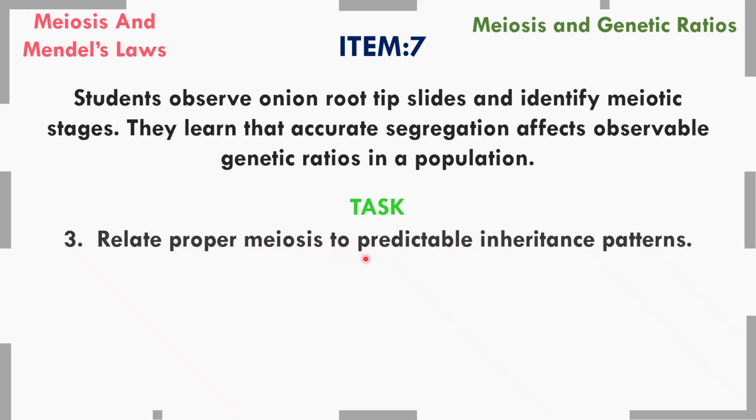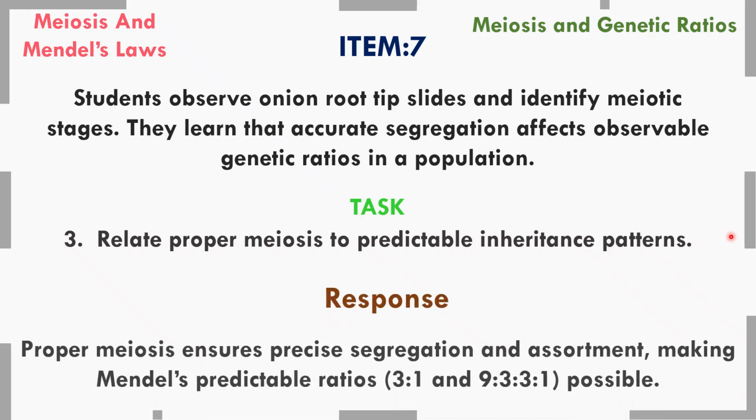Relate proper meiosis to predictable inheritance patterns. Proper meiosis ensures precise segregation and assortment, making Mendel's predictable ratios of 3:1 and 9:3:3:1 possible.